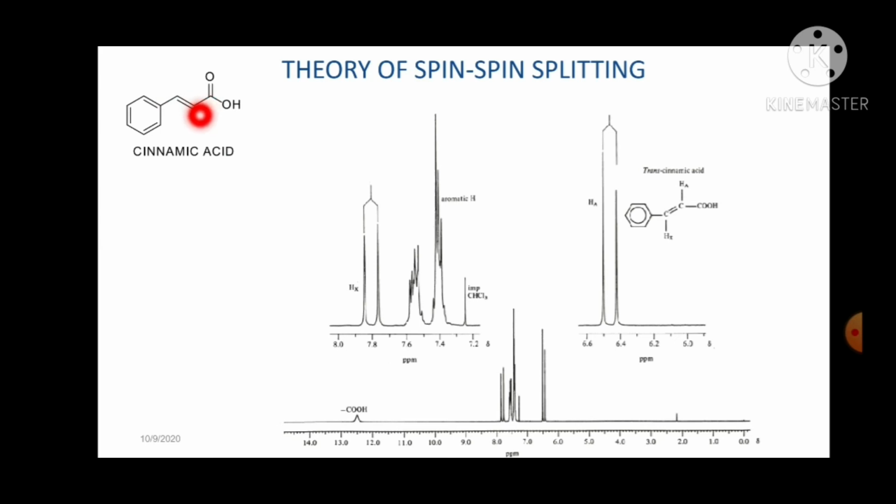Similarly, this CH which is connected to a carboxylic acid, the neighboring carbon doesn't have any proton. Here it has one proton, so this CH is also going to split into a doublet, whereas this OH is not going to split because it doesn't have any protons on the neighboring carbon. Actually it is connected to oxygen, so it will be a singlet here. Usually the carboxylic acid proton appears in between 10.5 to 12. So here you can see the COOH in the figure below.